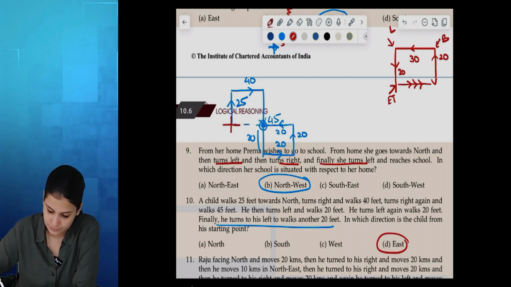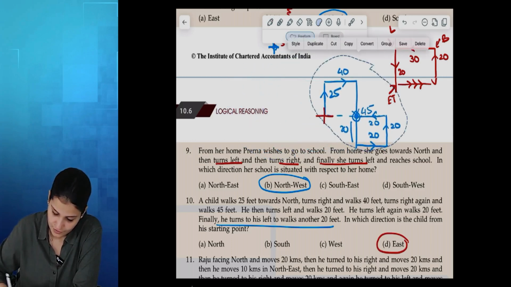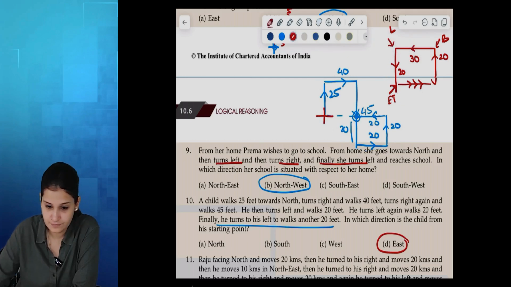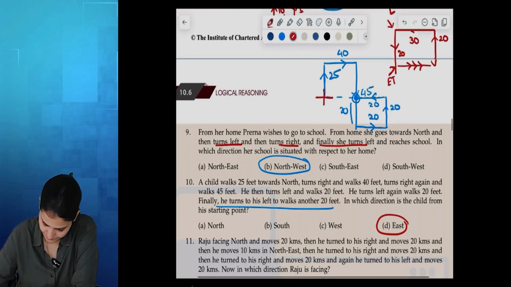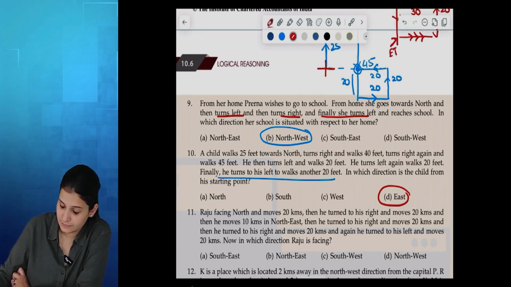Clear? Online clear? Yes, ma'am. 11. Answer? Southeast, ma'am.